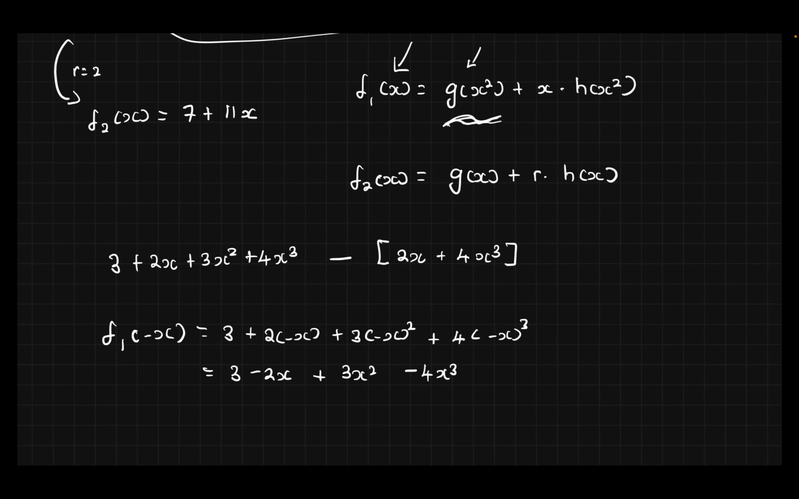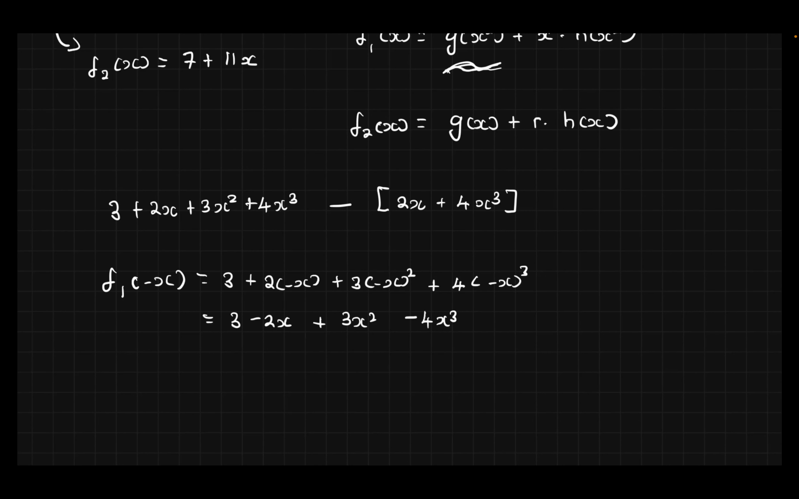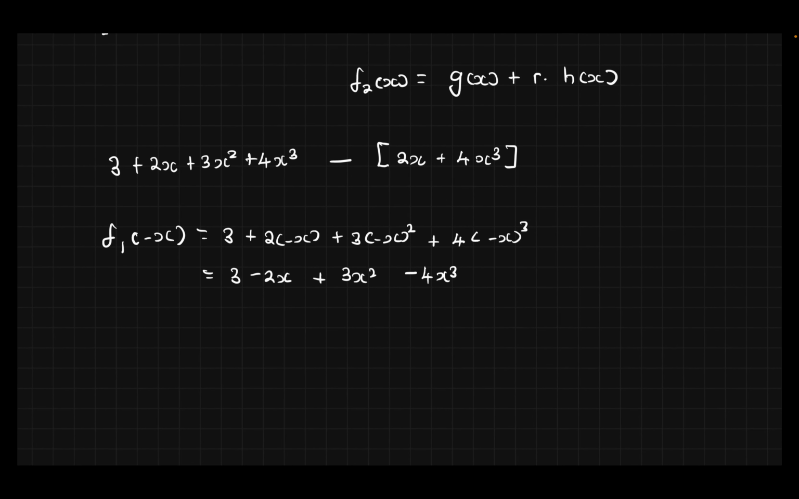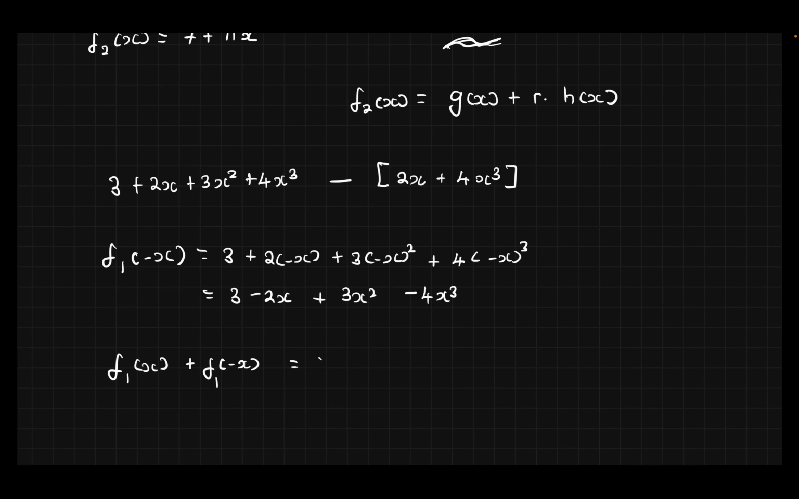So this means that we can add this to the original, and they will cancel out. But something else will still happen. The even terms will be doubled. Exactly. So we're doing f of x plus f of minus x. Does it make sense? So that's going to be 3 plus 2x plus 3x squared plus 4x cubed, then plus 3 minus 2x plus 3x squared minus 4x cubed. Make sense?